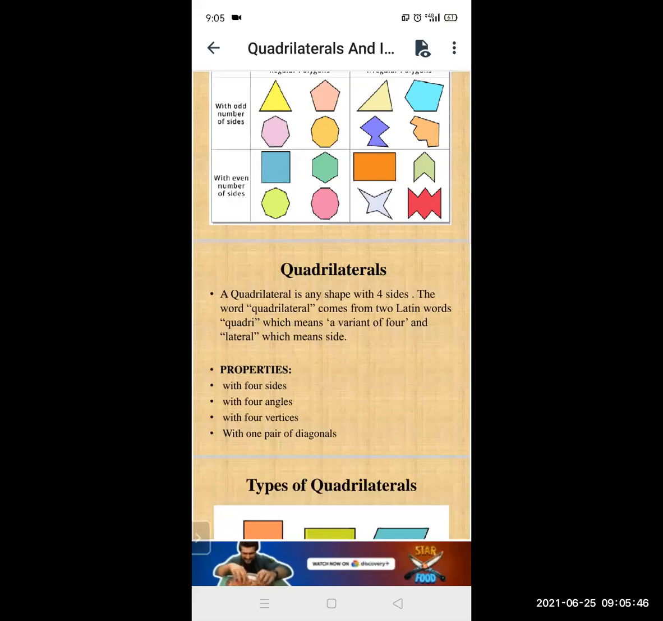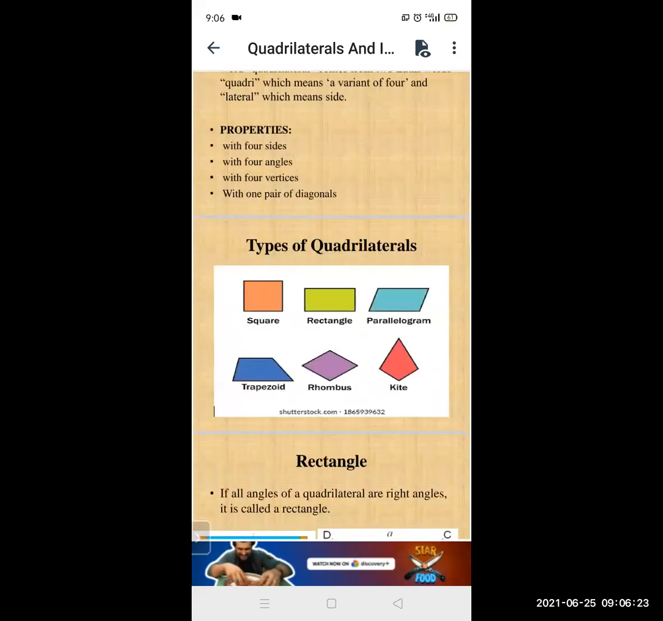So what are the properties of quadrilaterals? The first property is obviously 4 sides, since quadri means a variant of 4. If 4 sides are there, then it will come with 4 angles. It will have 4 vertices and one pair of diagonals. So we have seen the sides, angles, vertices, and the diagonals. These are the properties of quadrilaterals, and now we are going to see the types of quadrilaterals.